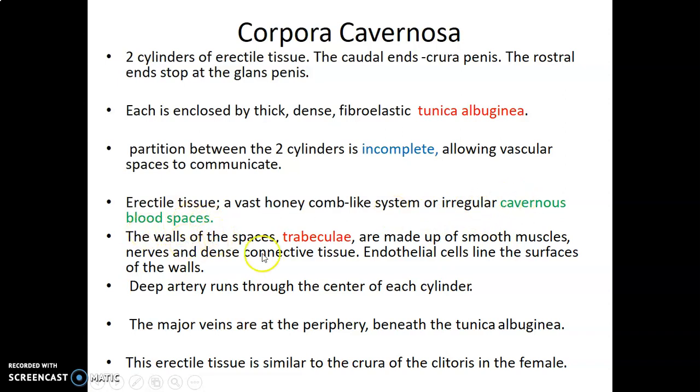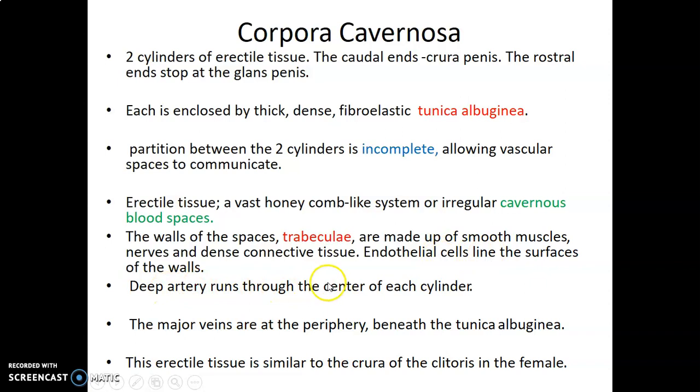And the walls of these spaces are what you call trabeculi. They are made up of smooth muscles, nerves, and dense connective tissue. So these vascular spaces within the erectile tissue have walls called trabeculi, which are made up of smooth muscles, nerves, and dense connective tissue. And since they're blood-containing channels, they're lined by endothelial cells.